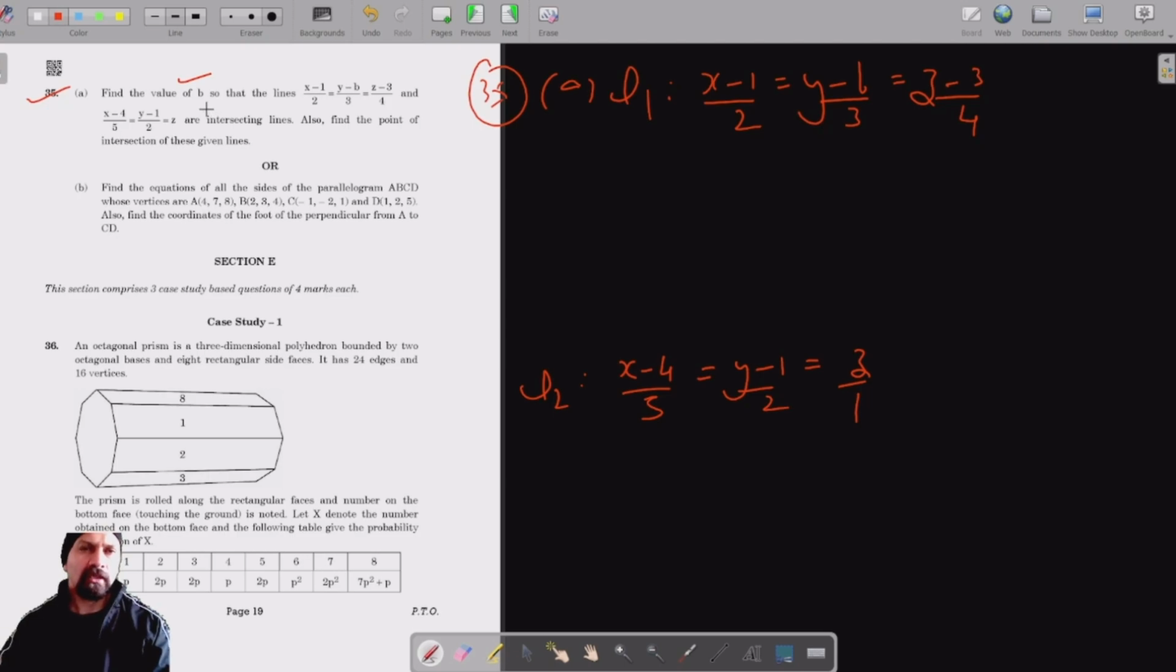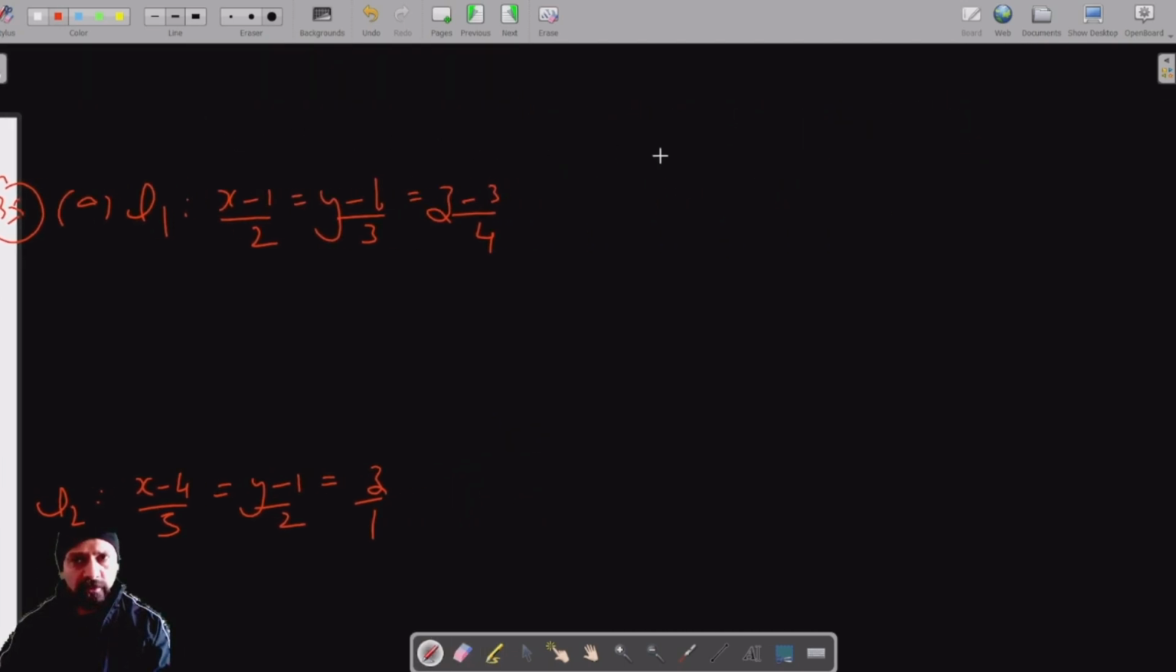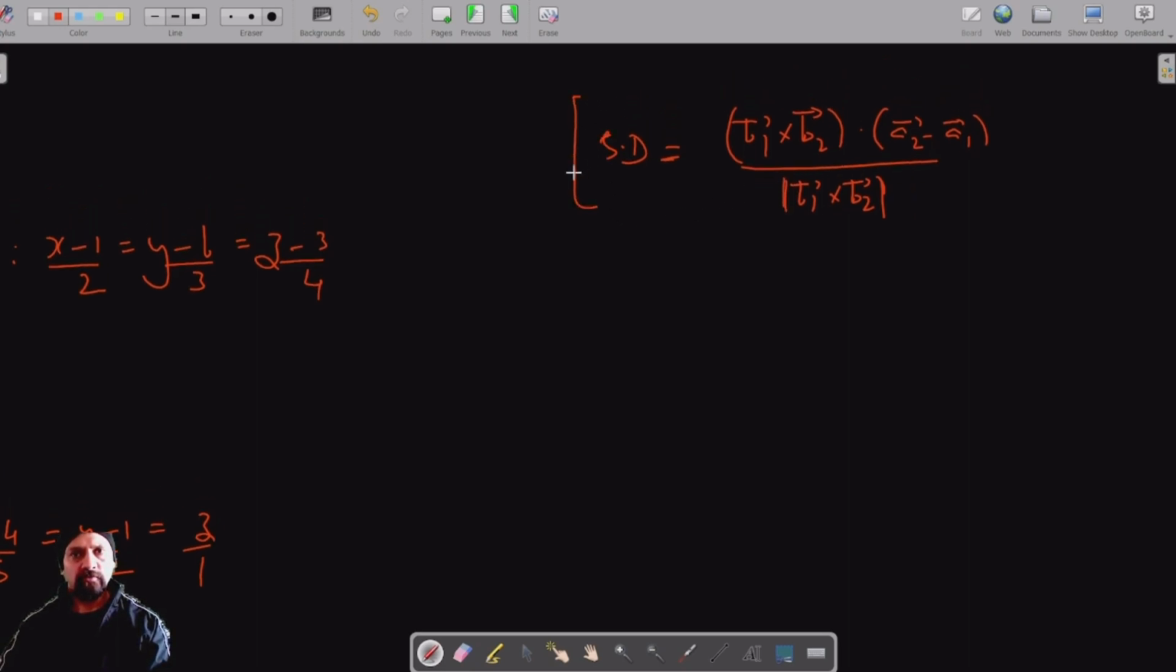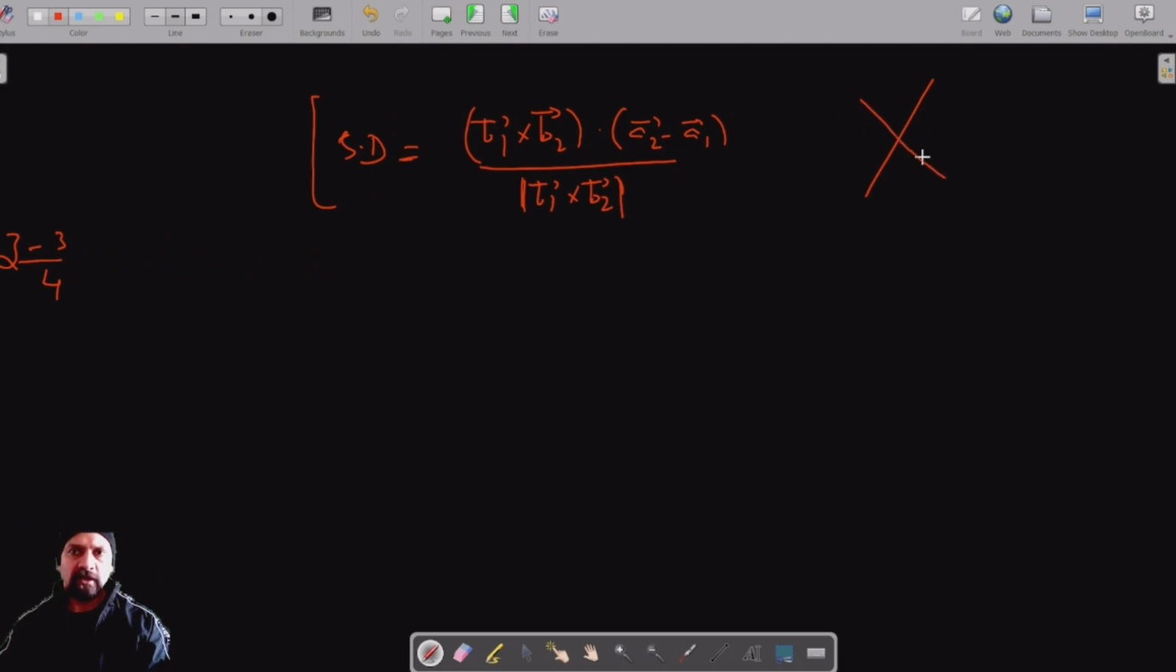Now, these are the intersecting lines. We know that for non-coplanar lines, the shortest distance between two lines which are not intersecting is (b1 cross b2) dot (a2 minus a1), divided by the magnitude of b1 cross b2. But if the lines are intersecting, this shortest distance is 0.